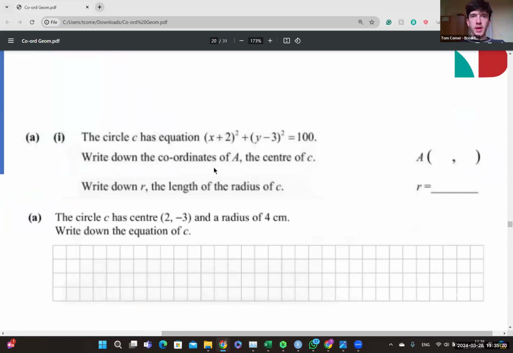So let's look at this. I want you to give this one a go, okay? The circle here has the equation x plus 2 squared plus y minus 3 squared equals 100. Write down the coordinates of A, the center of C, and write down R, the radius of C, okay? So I want you to do that first question and text me what you think A is and text me what you think R is, okay? And if you don't understand this, don't worry at all. I'm going to be going through just how to do it, okay? I'm just going to give you a minute or so on that, guys.